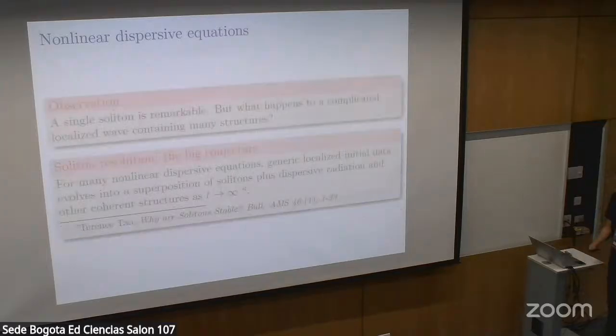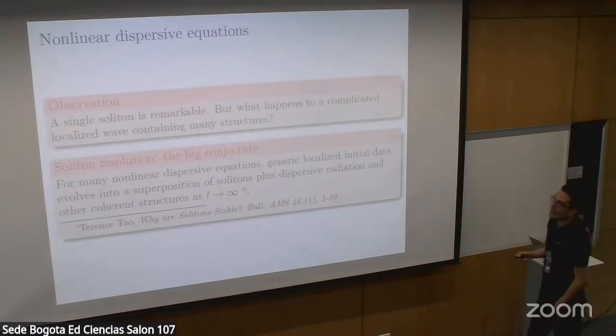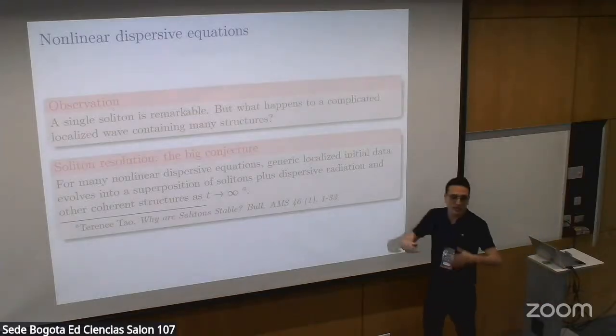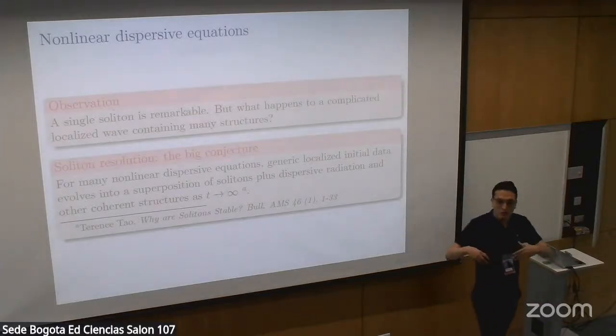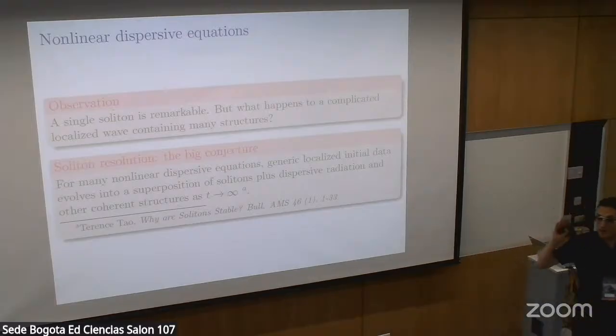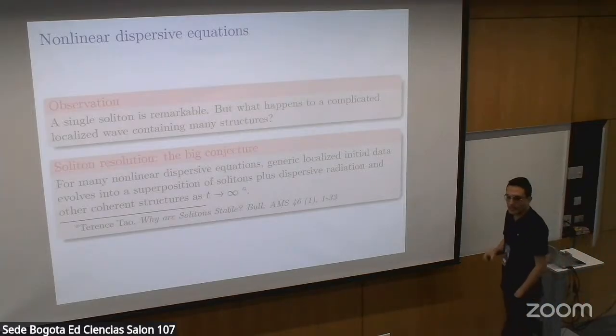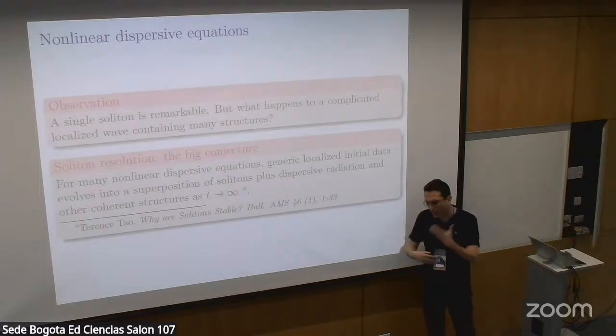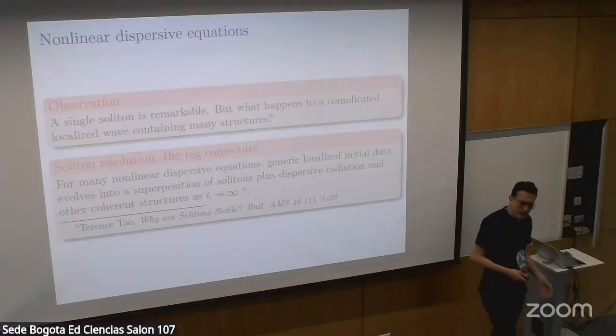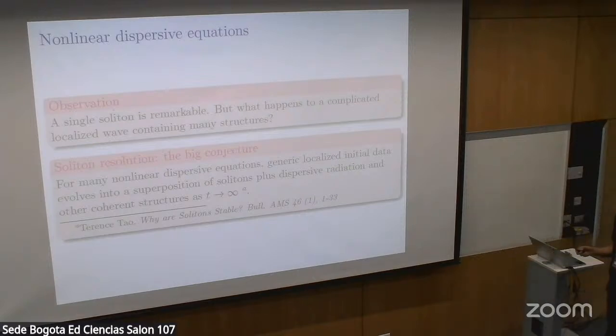Anyway, and so here comes the question. One single soliton was nice. Oscar showed us two videos showing us that this matters. That is important, right? Having solitons is interesting. But what happens if you have complicated initial data? If you start with something really chaotic, something that is not nicely behaved, that's essentially the question here.